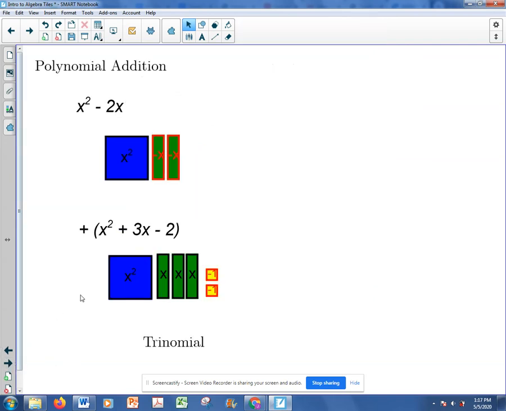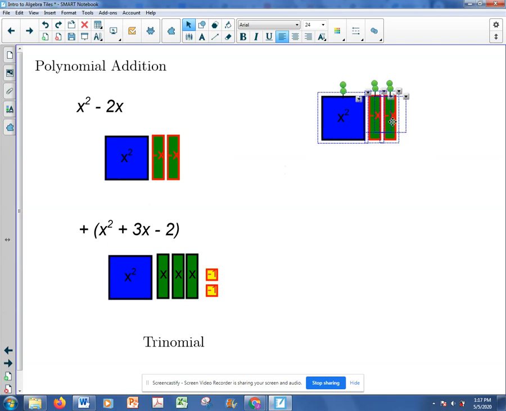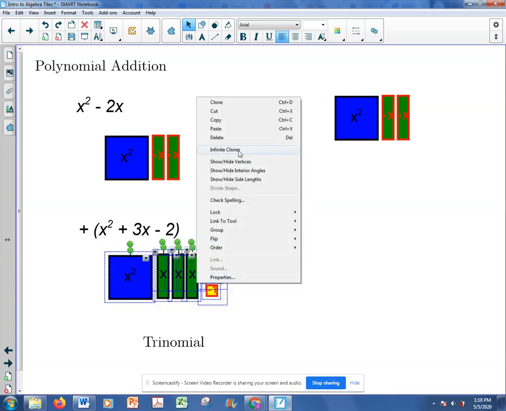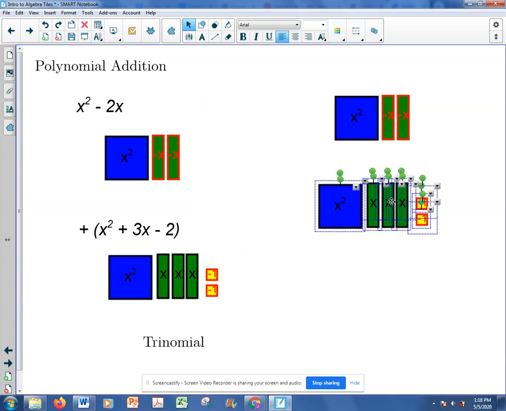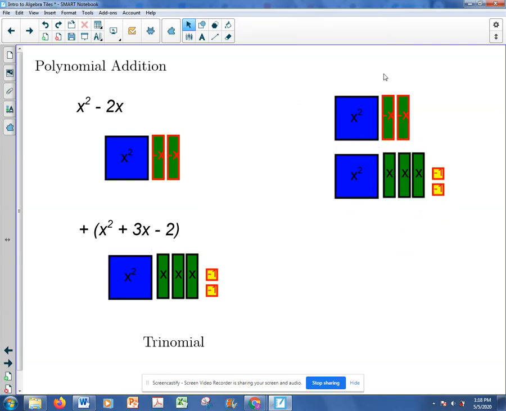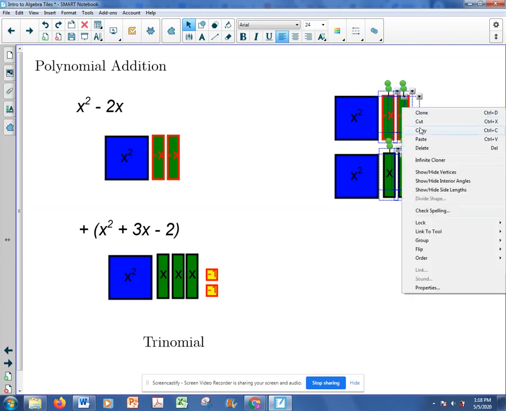And now we can do the addition. Here's x squared minus 2x. That's these tiles. And I'm going to add them to these down here, x squared plus 3x minus 2. Now, I used all three types of tiles, so that makes it a trinomial. There are three different terms. I clone them and put them together. Now we have to do some canceling because the negative rectangles and the positive rectangles are going to cancel each other out, so I take those four and cut them.